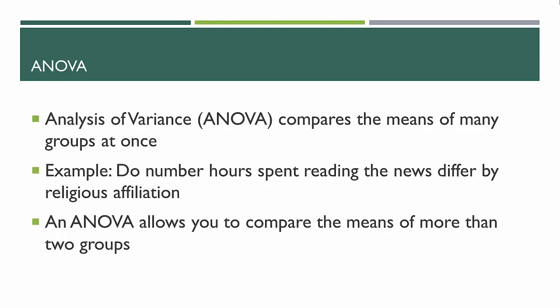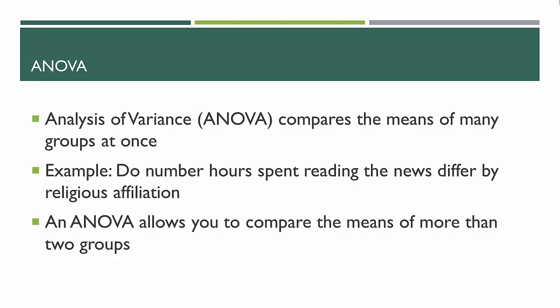Let's talk a bit about the analysis of variance. The analysis of variance compares the means of many groups at once. With the t-test, we were only allowed to compare the means of 2 groups at a single time. With the analysis of variance, we can look at a multitude of different groups and compare their means.